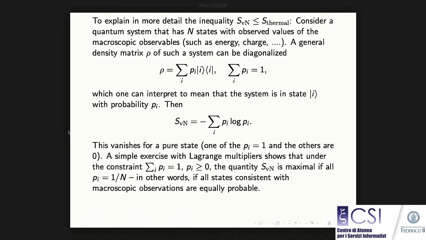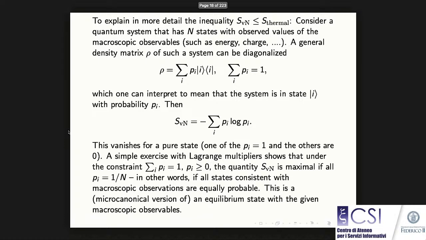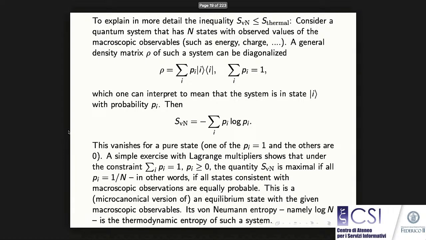If you want to ask what its maximum is, a simple exercise with Lagrange multipliers shows that to maximize this quantity under the constraint that the sum of the p's is 1, the p's should all be equal. In other words, all states consistent with the macroscopic observations should be equally probable in order to maximize the entropy. But the state in which all states of the system compatible with macroscopic observables are equally likely is the microcanonical version of an equilibrium state with the given macroscopic observables. So the thermal entropy maximizes the von Neumann entropy given the macroscopic observables.